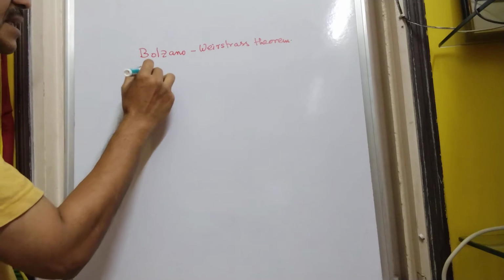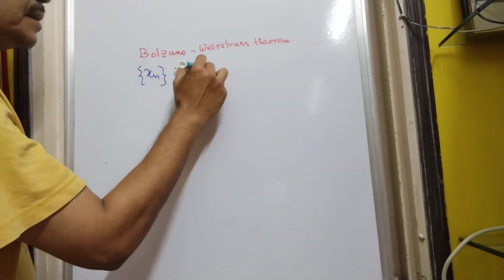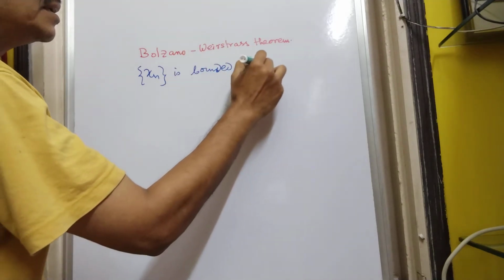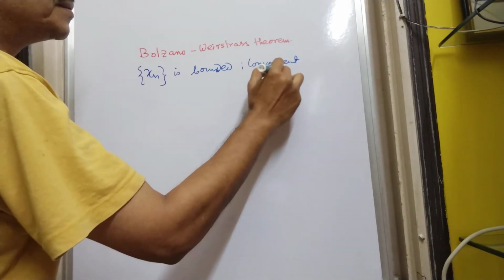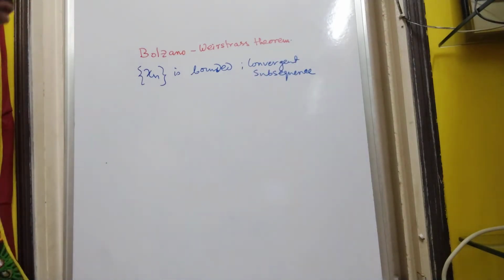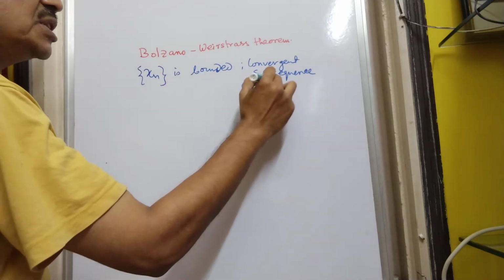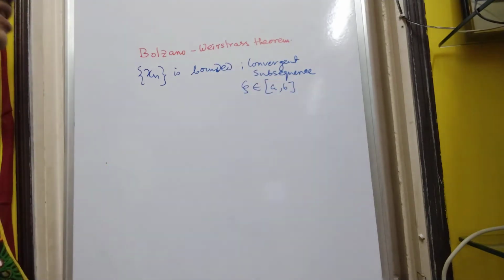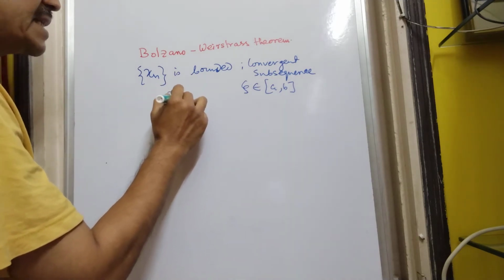if we have a sequence which is bounded, it must have a convergent subsequence which converges to a limit point which is involved in the closed and bounded interval which contains all these xn.